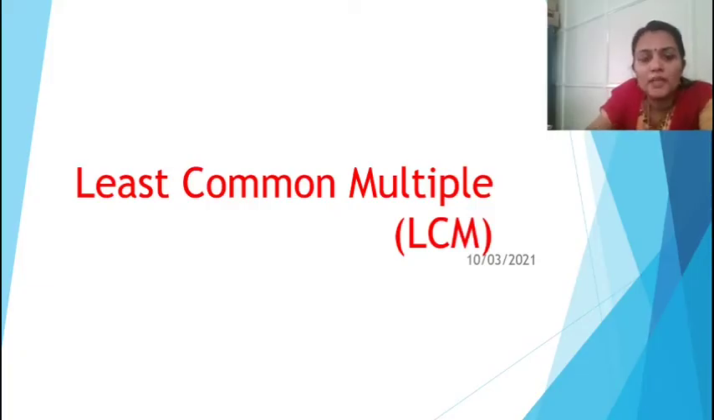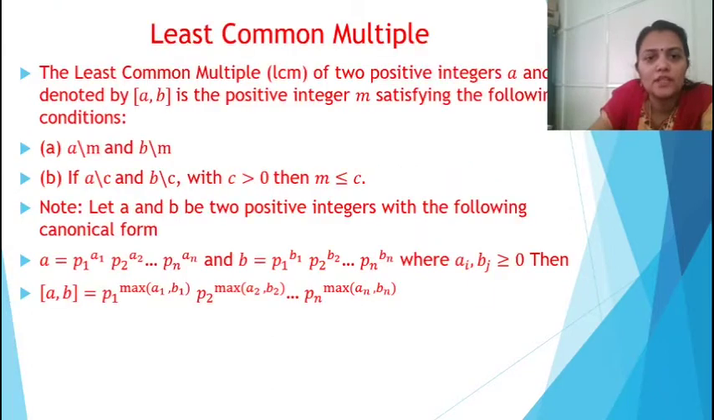Today's topic is least common multiple, LCM. This is also something you have studied in school. The definition of LCM: the least common multiple of two positive integers a and b, denoted by [a, b], is the positive integer m satisfying the following conditions: a divides m and b divides m.